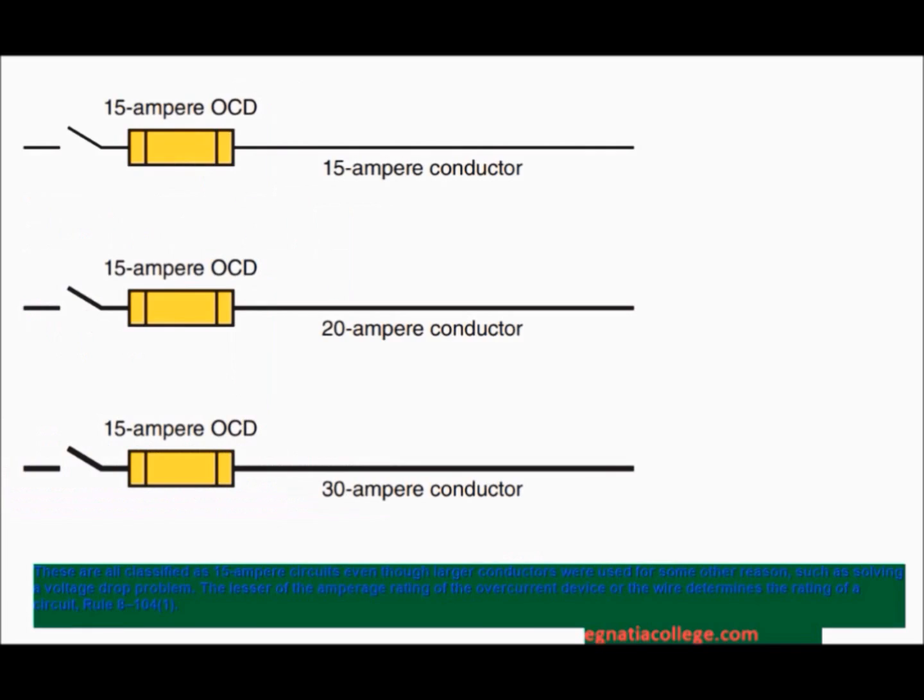Circuit rating. The rating of the overcurrent device, OCD, and the ampacity of the wire must be compared. The branch circuit ampacity rating is the lesser of these two values.